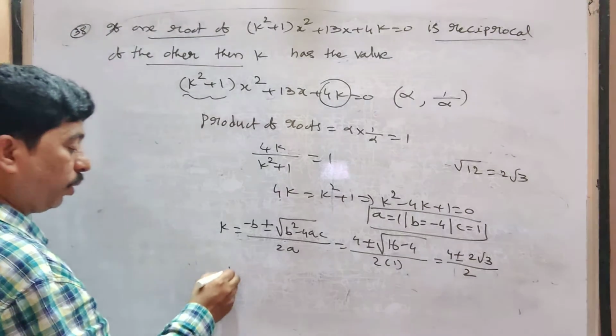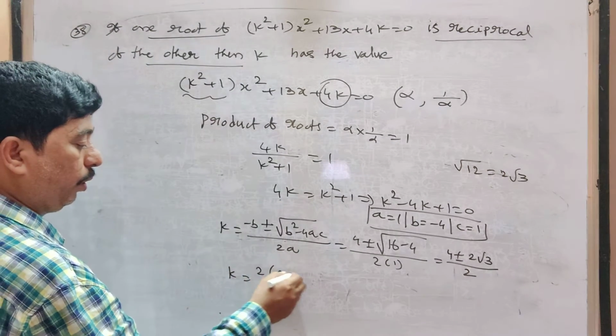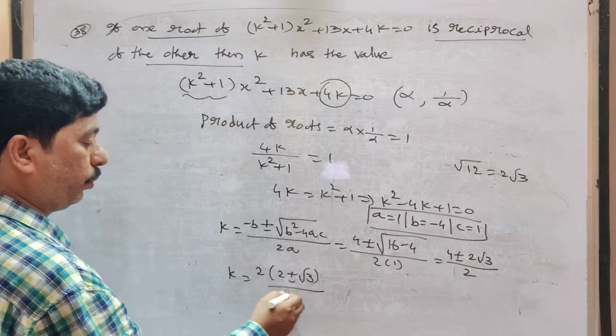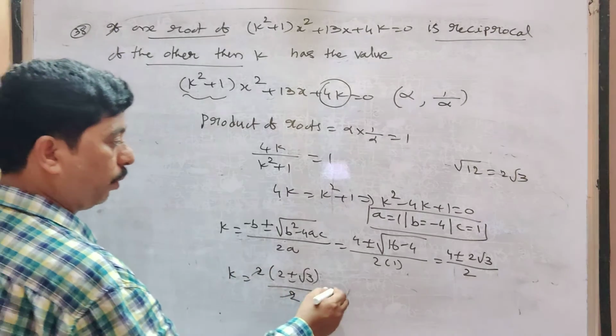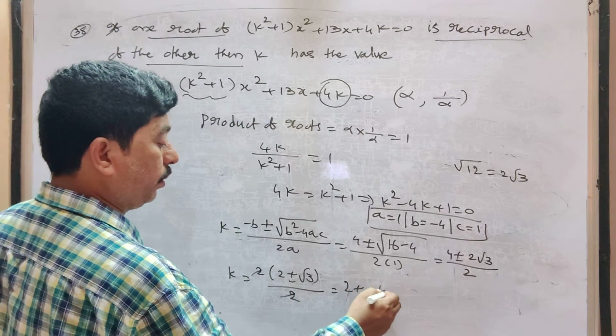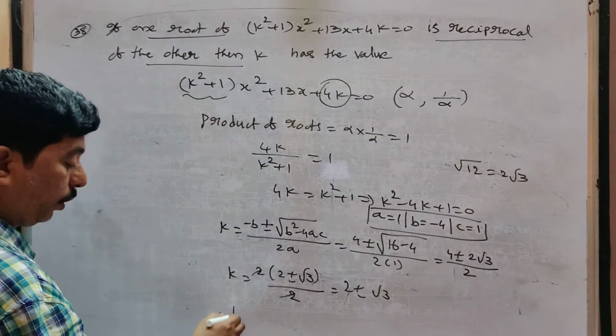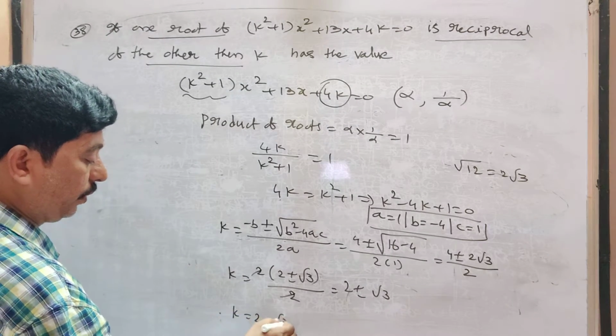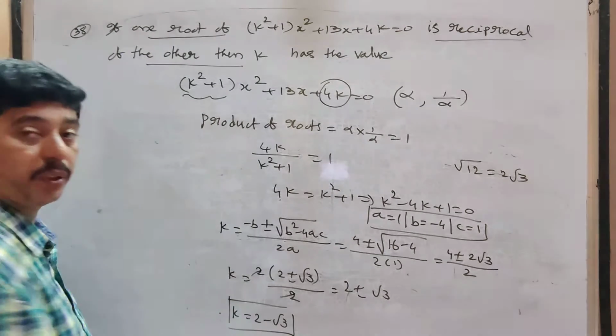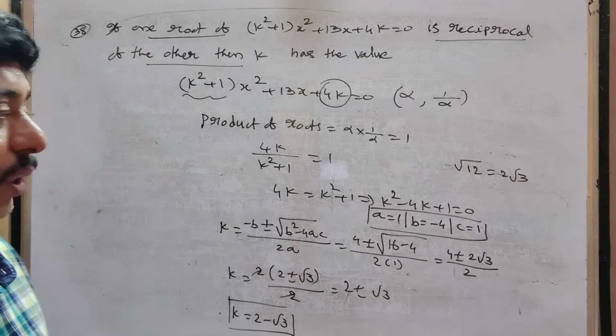In the numerator, 2 is common: 2 plus or minus root 3 by 2. Two cancels, so we get 2 plus or minus root 3. In the options they have given 2 minus root 3. Check the solution.